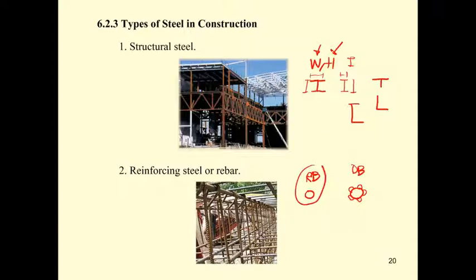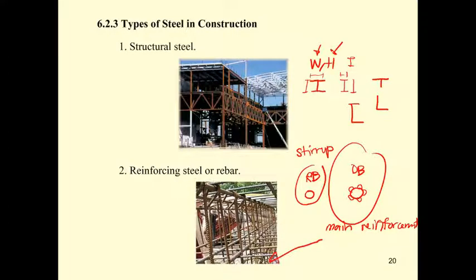RB is usually used for the stirrup. Sorry, for the STIRRUP, and the DB is usually used for the main reinforcement. The main reinforcement is supposed to be in a beam like this, on the top and on the bottom. For the stirrup, usually it's going to be this one, but this is not clear. This is a big beam. Let's use the DB as a stirrup.